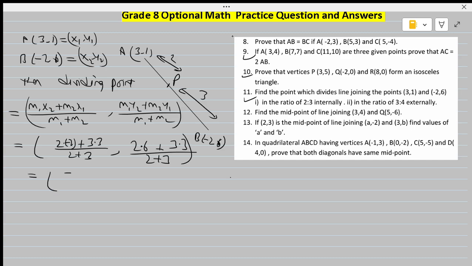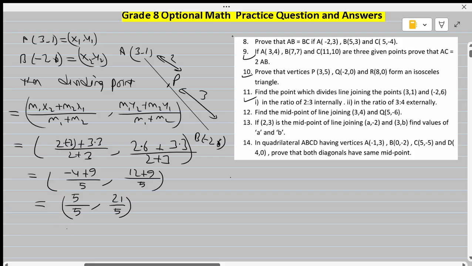So 2 into minus 2 is minus 4, plus 3 into 3 is 9, by 5. And 2 into 6 is 12, plus 3 into 3 is 9. 2 plus 3 is 5. So 9 minus 4 is 5, by 5, and 12 and 9. Okay, so 12 plus 9 gives 21 divided by 5. So here the dividing point is 1 comma 21 divided by 5.